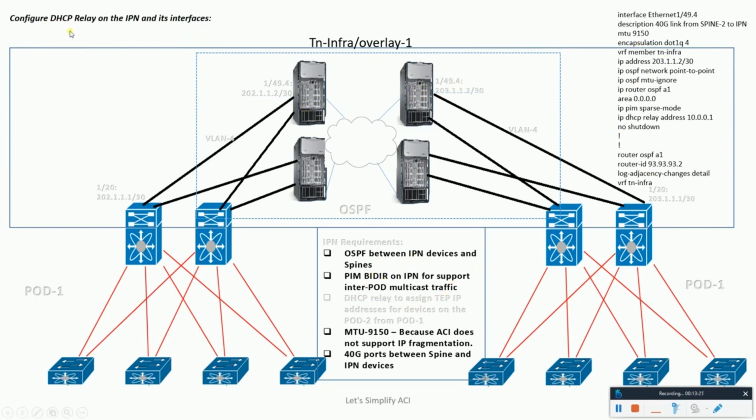Now configuring DHCP relay on the IPN and its interfaces. The first thing we have to do is activate the DHCP service, and we are enabling IP DHCP relay on this.